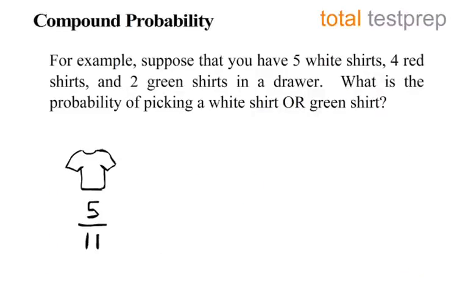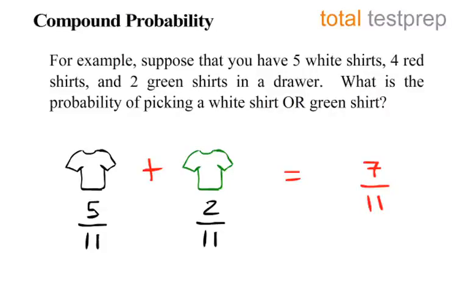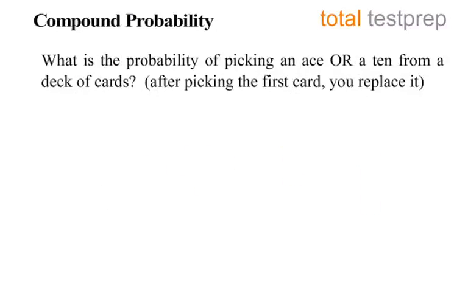So another way of thinking about it algebraically is this: the probability of picking a white shirt is 5 out of 11, the probability of picking a green shirt is 2 out of 11. Since we're dealing with OR, we're going to add, and we get 7 out of 11. What is the probability of picking an ace or 10 from a deck of cards? After picking the first card, you replace it, you put it back in the deck.